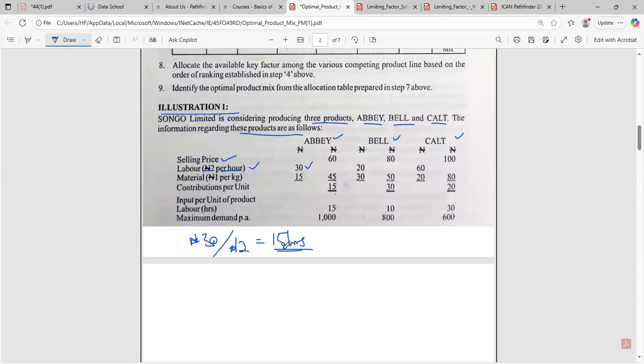Oh, it's no small work. That was why they pay me 30 naira. That's how the case is. So that's the 15 hours that you see here. So let's go for the next one.